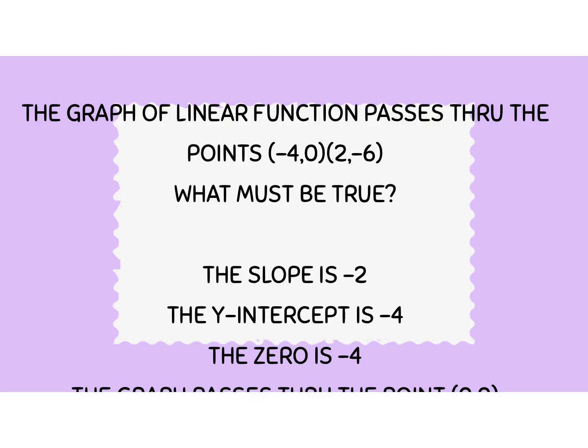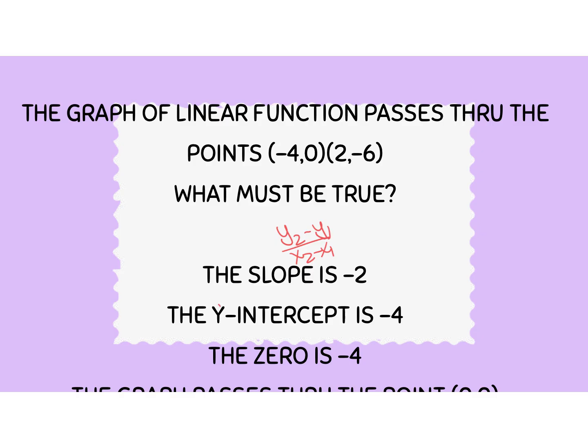Okay, this is just a quick review of a warm-up we did the other day. The graph of a linear function passes through the points (-4, 0) and (2, -6). What must be true? You could just plot the points on Desmos. Okay, it tells us the slope is negative 2, so you could find the slope by y2 minus y1 over x2 minus x1. The y-intercept is negative 4.